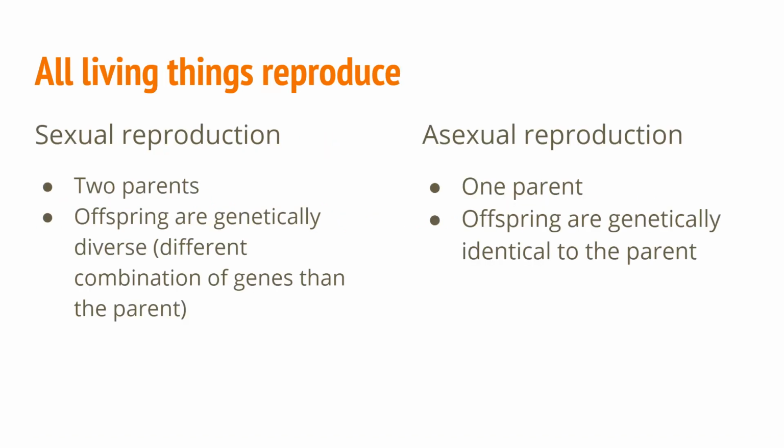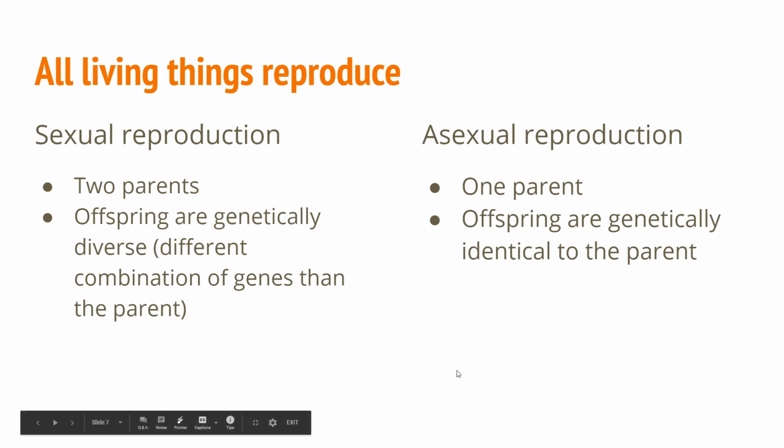The next characteristic of living things is that all living things reproduce. We have two types of reproduction: sexual reproduction and asexual reproduction. Asexual involves one parent. The offspring are genetically identical to the parent. Sexual reproduction requires two parents. The offspring are genetically diverse, meaning that the offspring are a combination of the genes from the two parents. So they're a different combination than the parents. They're a mix.